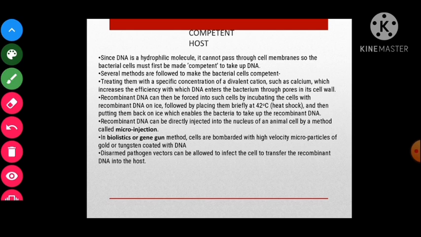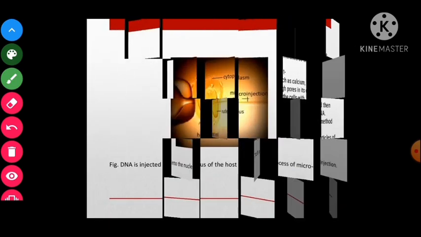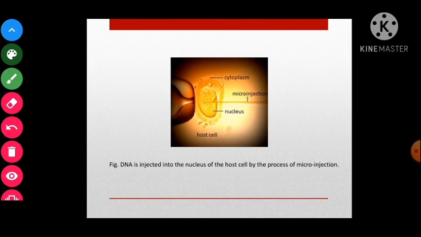So this is another method suitable for introduction of DNA into plants. क्या होता है इसमें? In which cells are bombarded with high velocity microparticles of gold or tungsten coated with DNA. So in that way they forcibly enter into the cell. In this picture, it shows DNA is injected into the nucleus of host by the process of microinjection, right?